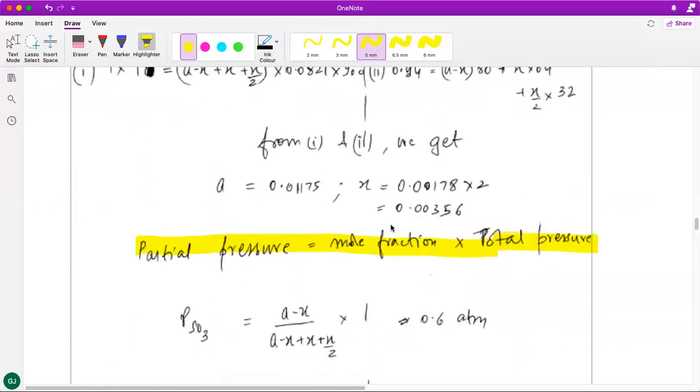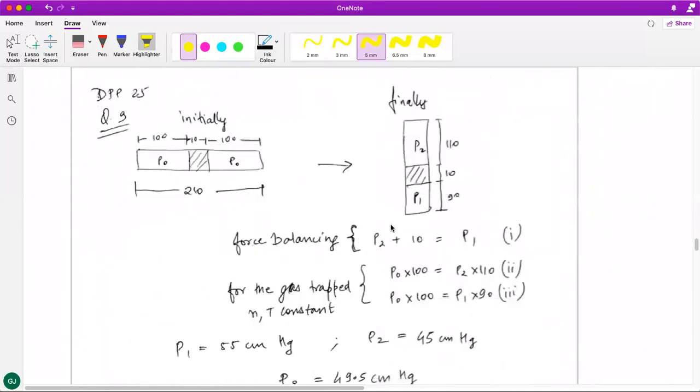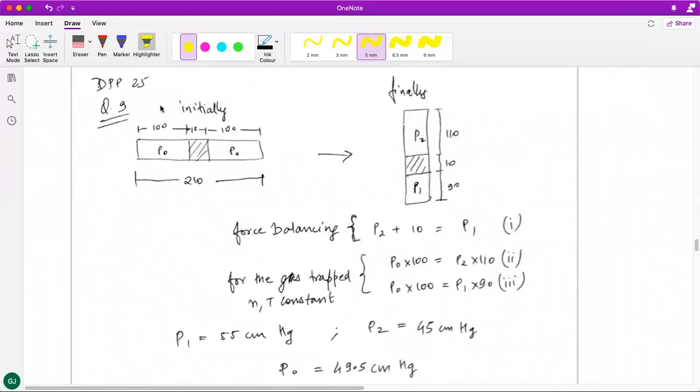All right. Now let's work with the DPP questions. These were the booklet questions, which are done. Now in the DPP, I'm going to talk about question number 9.